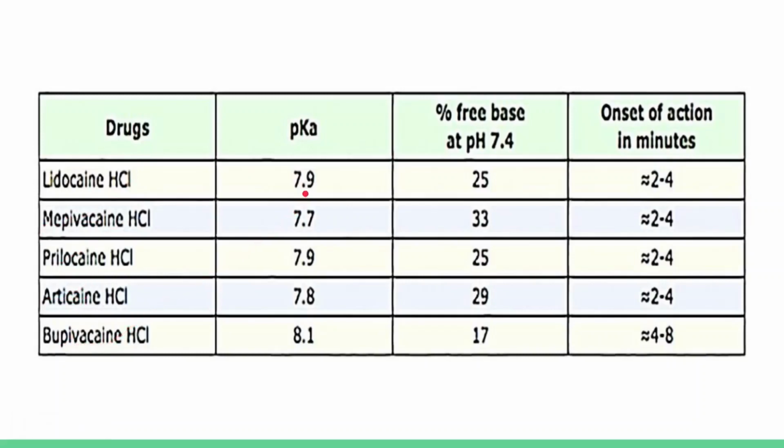So we just said that the higher the pKa of a local anesthetic, the slower the onset of action, and we explained why. Is this true? Let's see. Let's take an example. Mepivacaine, which has a pKa of 7.7, the onset of action is between 2 to 4 minutes. When you compare it with something like bupivacaine, which has a pKa of 8.1, you can see that the onset of action is 4 to 8 minutes, which is longer than 2 to 4 minutes. So yeah, it does make sense.